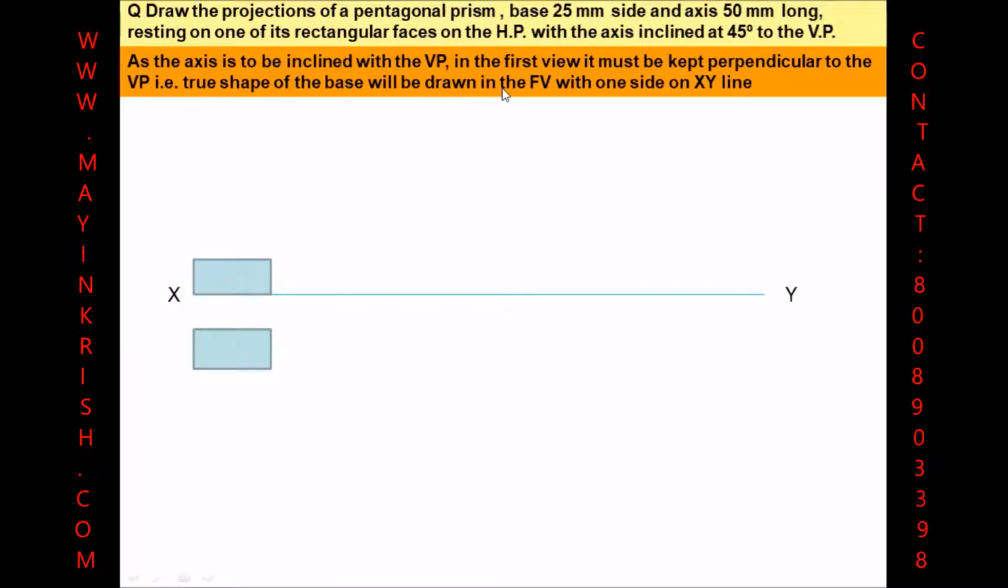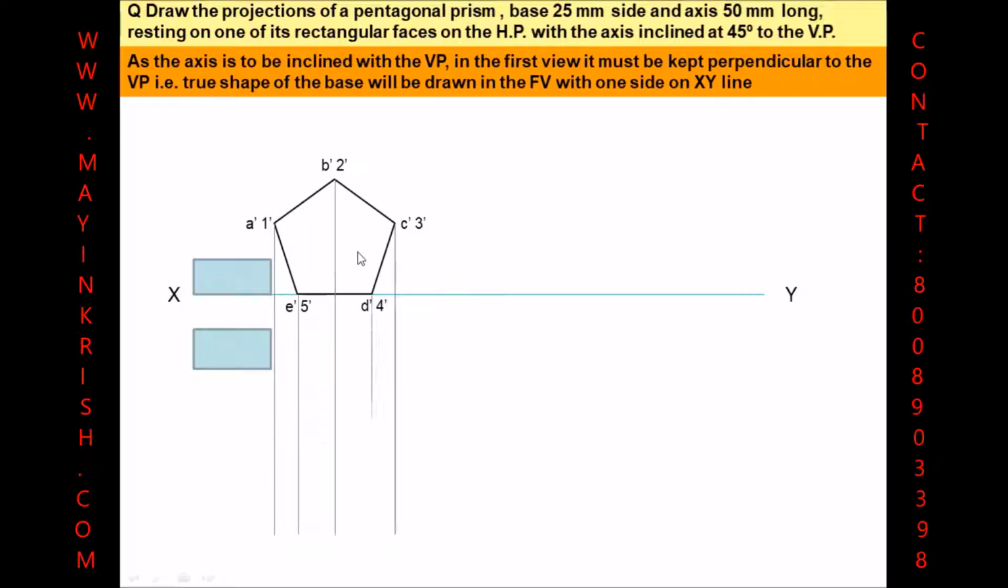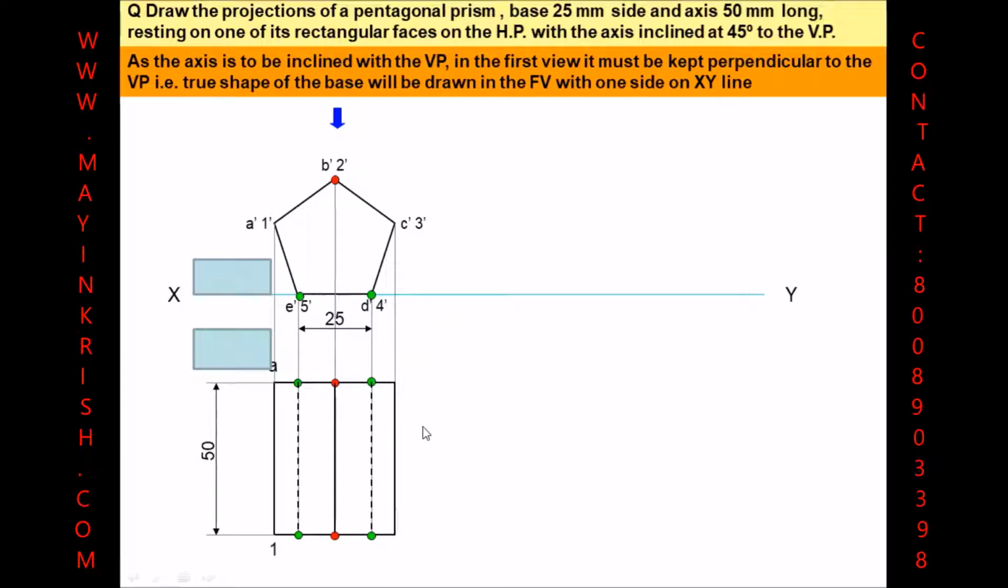What we stated from the projection of lines is that if we need to incline any object, then definitely it has to be parallel to the respective plane. Now we are going to have the base in the front view with the notations A1, B2, C3, D4 and E5, and we are going to draw the projectors to get the top view. It was a top view projection with a height of 50, which is nothing but the axis of 50 mm long. So we have observed in the top view the representation of this pentagonal prism will be a rectangular block, with the notations A1, B2, C3, D4 as well as E5.